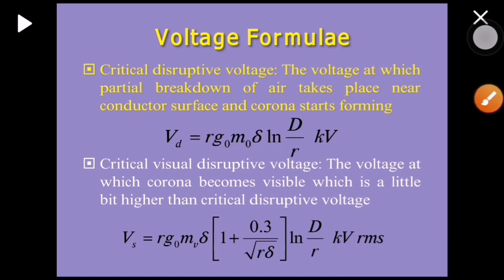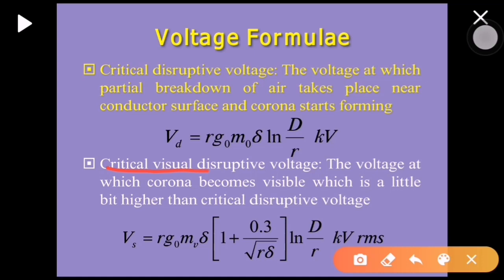Delta is derived and explained in the next slide in detail. Now let us define another voltage. It is the critical visual disruptive voltage. This is the voltage at which corona becomes visible. Definitely, this visualization of the corona will require some larger voltage than simply the critical disruptive voltage.